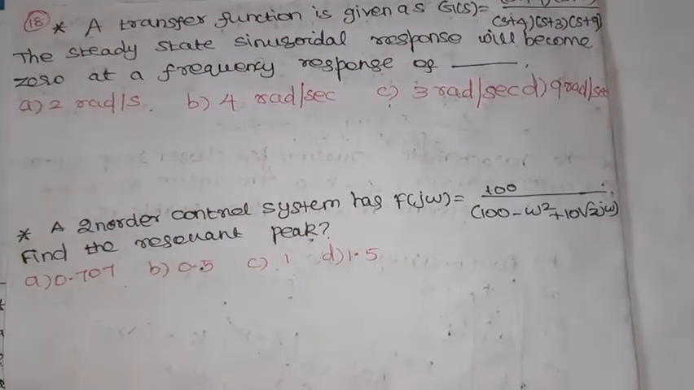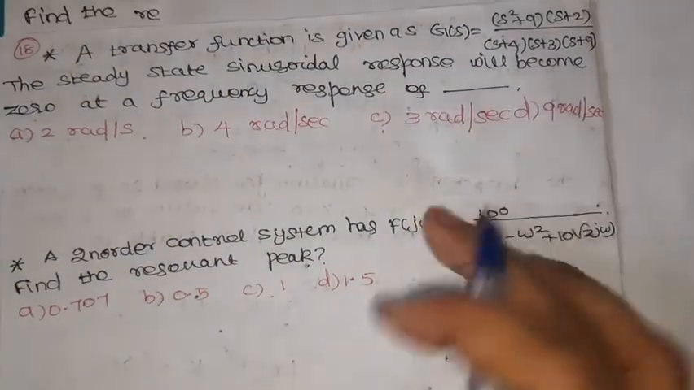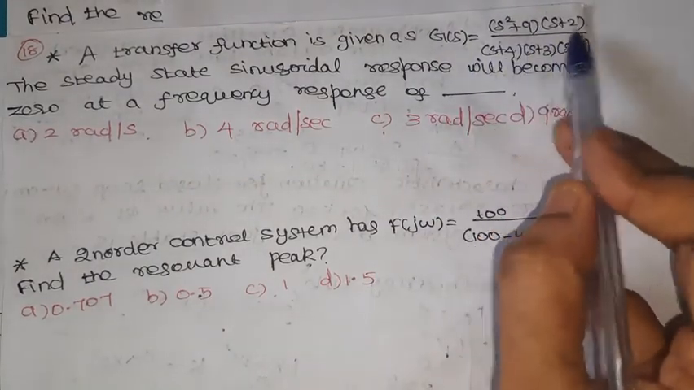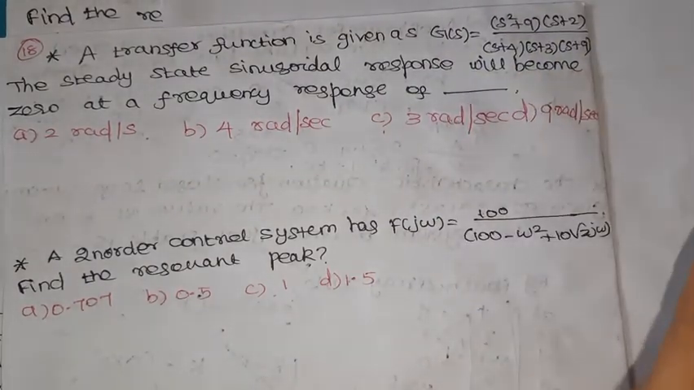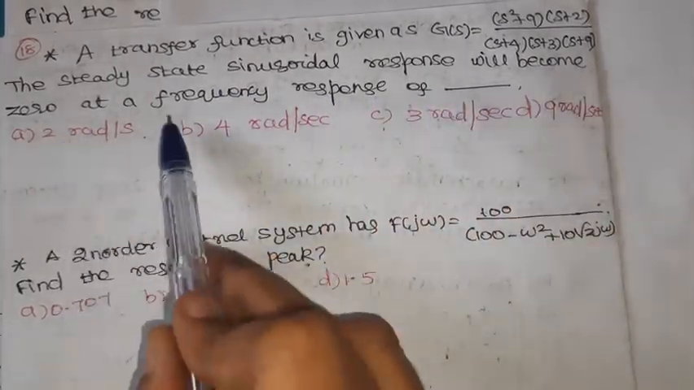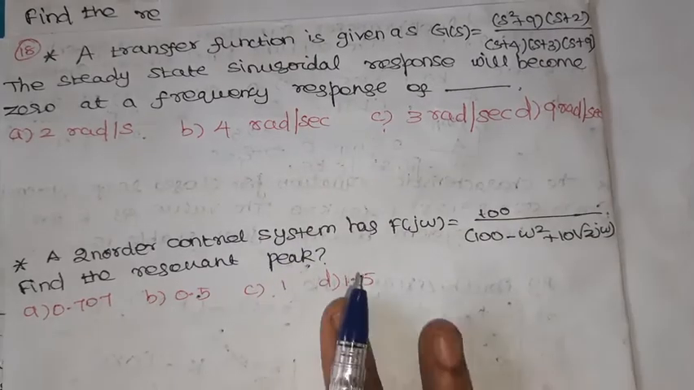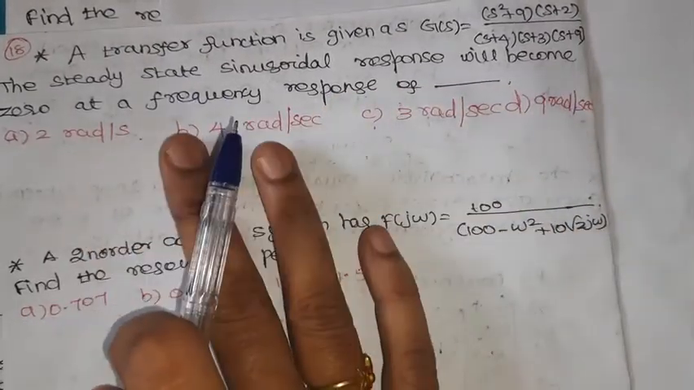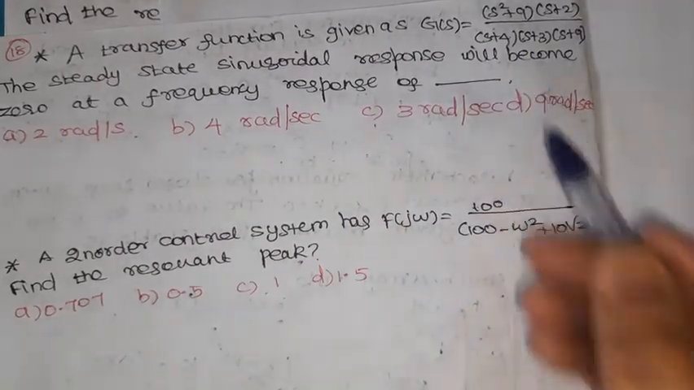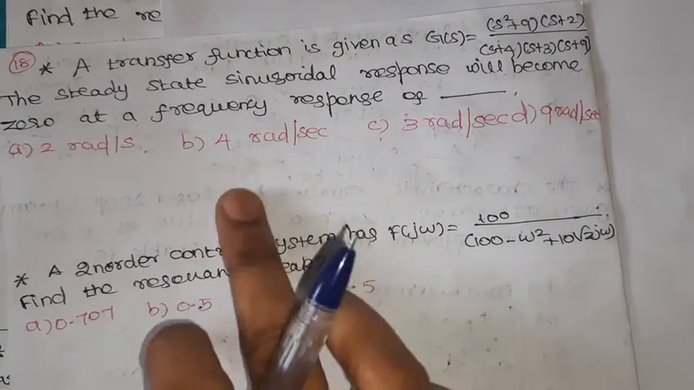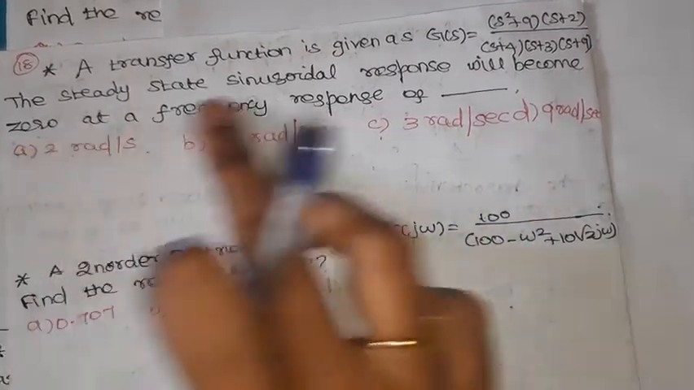What is given? A transfer function is given as G(s) = (s squared + 9) / (s + 2). The steady state sinusoidal response will become 0 at a frequency of what? We need to find the frequency omega value where this response is equal to 0.